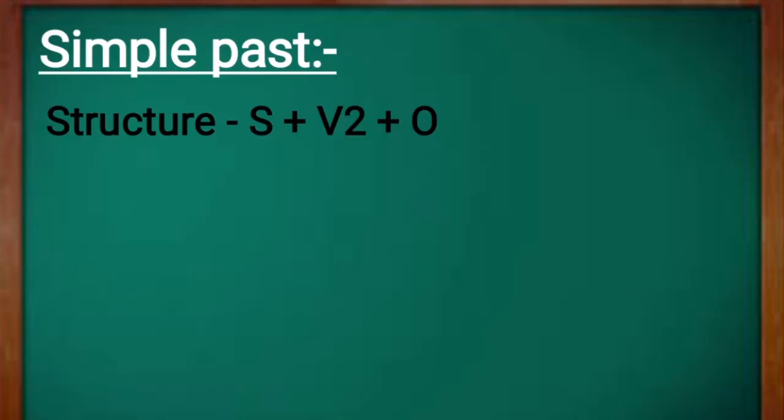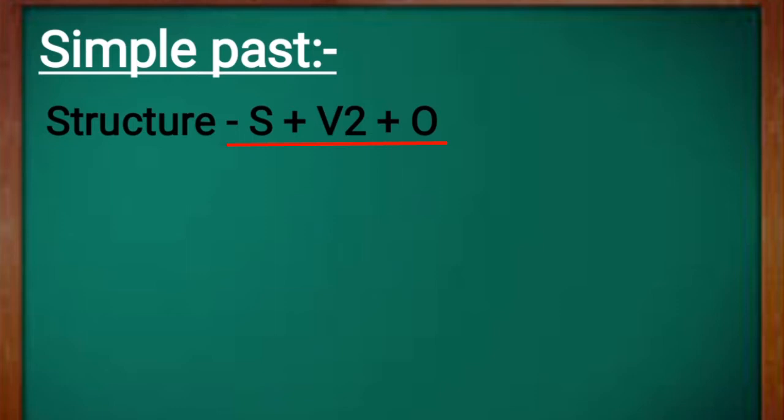For simple past, we have to follow the following structure. The structure is subject plus verb second form plus object. So in simple past, after the subject you are expected to use the verb second form perfectly, and then the object. Let me tell you once again that to get command over tenses, you must know the verb chart perfectly, because every verb has a verb second form, verb third form, and even a verb fourth form with ing.